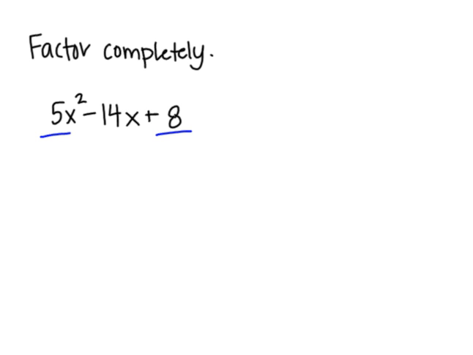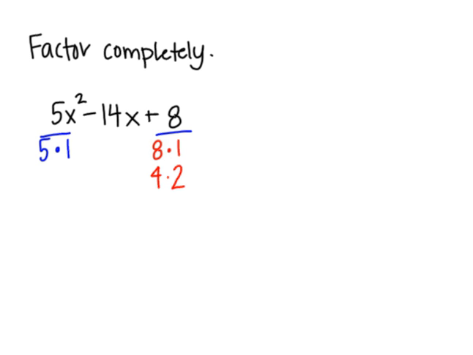The numbers in the front that make up 5 would be 5 times 1. And the numbers in the back that make up 8 would be 8 times 1 and 4 times 2. Now I have to pair these factors up in such a way that I'm going to get a 14 in the middle. And I'm going to work it by a way called trial and error.